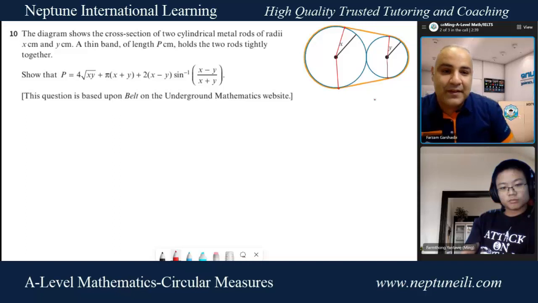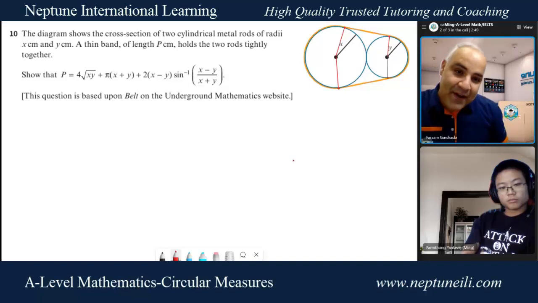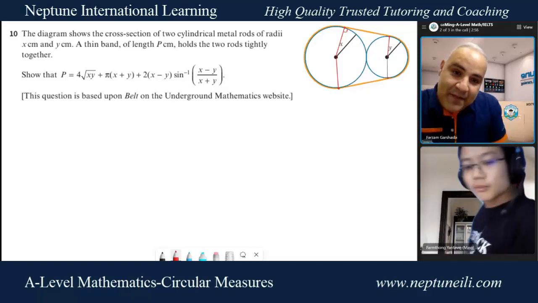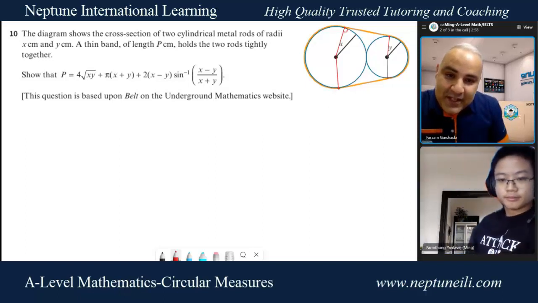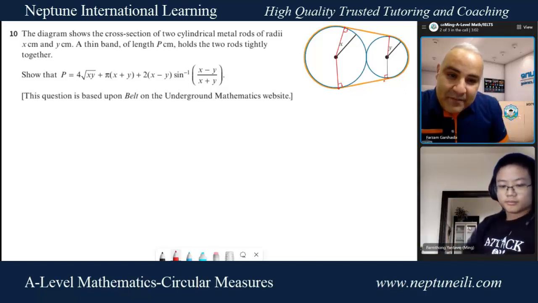Now, draw it again. Okay. Now, you know what is interesting? Now, if you think about it, this is tangent, yeah? So it is 90 degrees, we know that. This one is 90 degrees. And this one is 90 degrees.